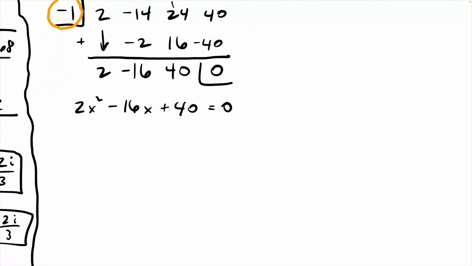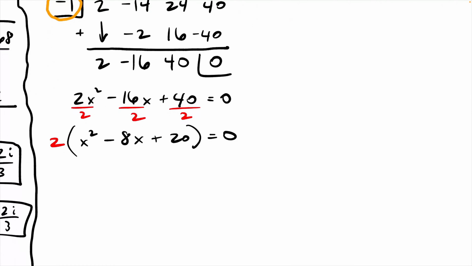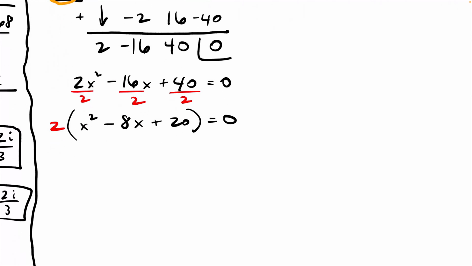Okay. It's a trinomial, so we can do trinomial steps now. Okay. Is it in descending order? Check. Is there a GCF besides 1? There is this time, right? There is a GCF. It's 2. A, B, C. A is 1, B is -8, C is 20.